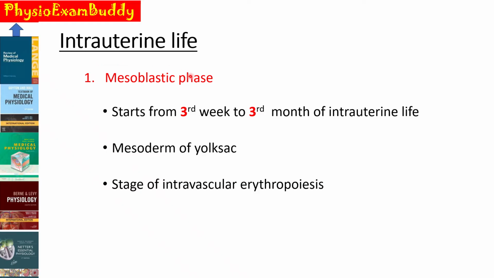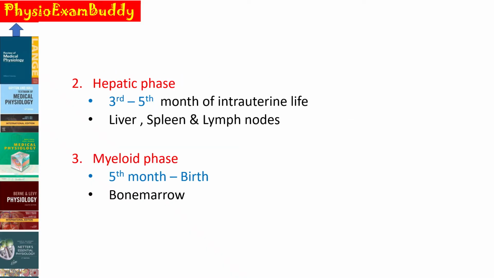During the intrauterine life, we already discussed that erythropoiesis starts from the third week. So the first phase, starting from the third week to the third month of intrauterine life, erythropoiesis occurs in the mesoderm of the yolk sac. This phase is known as the mesoblastic phase, and it is also known as the stage of intravascular erythropoiesis, followed by the hepatic phase, starting from the third to fifth month of intrauterine life.